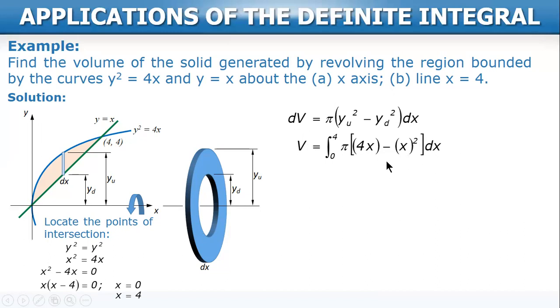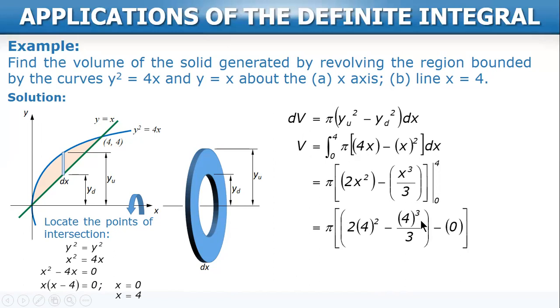And then we integrate, just a simple power rule. We have this: integral of 4x squared over 2, so you have 2x squared. Integral of x squared dx is x cubed over 3. And then evaluate: upper limit 2 times 4 squared minus 4 cubed over 3, minus 0. And this is our volume, 32 over 3 pi.